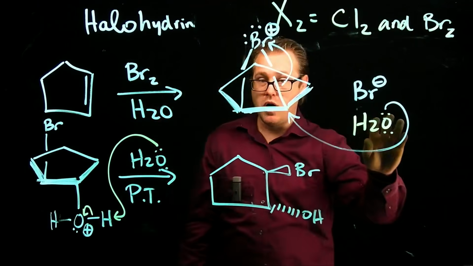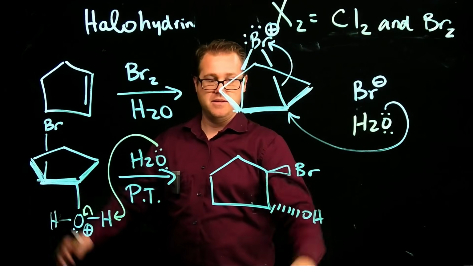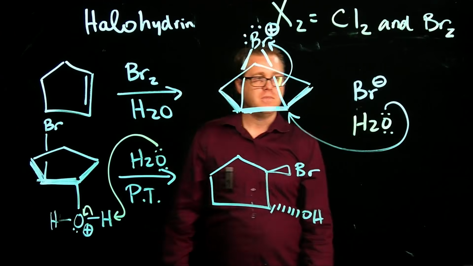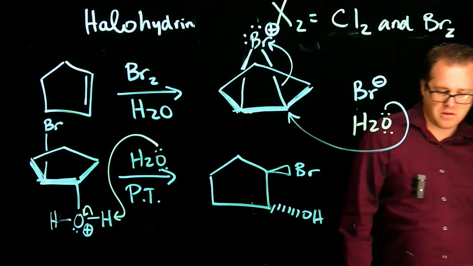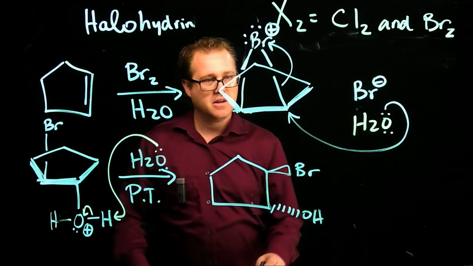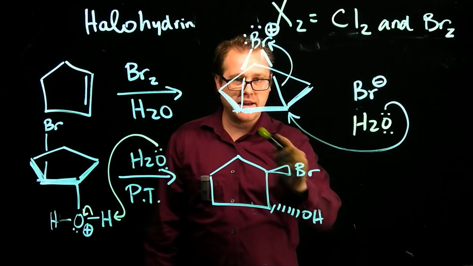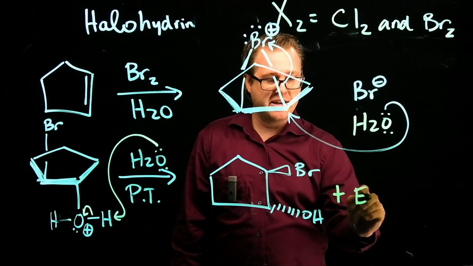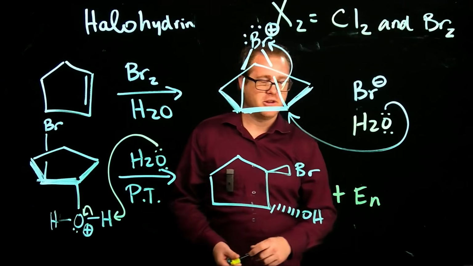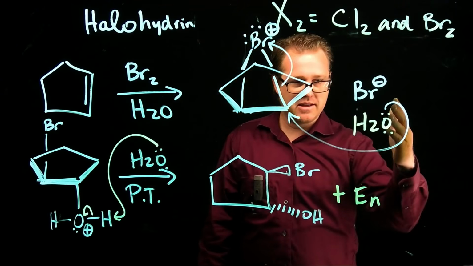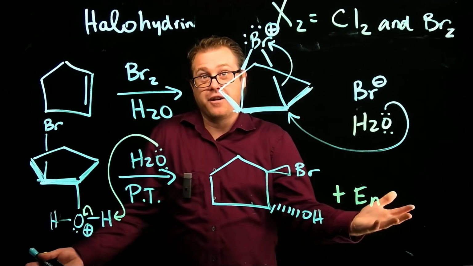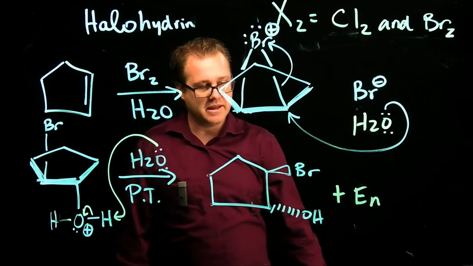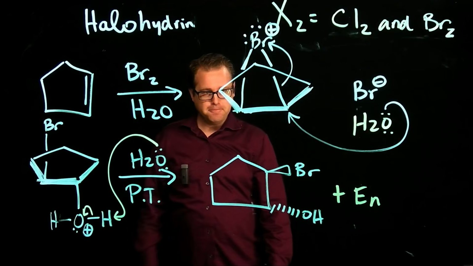Now could water have attacked on this carbon? Yes, it could have. Oftentimes, instead of showing that the water can attack this carbon as well, you can just write plus an enantiomer. And so plus the enantiomer tells us there's the other enantiomer, which means the water would have had to attack that carbon instead.